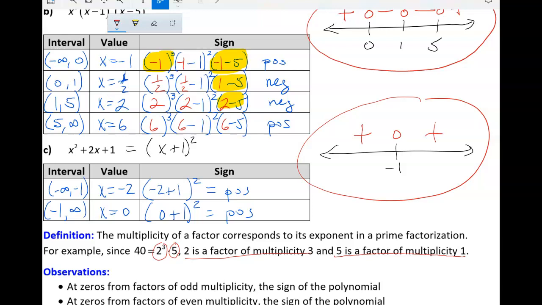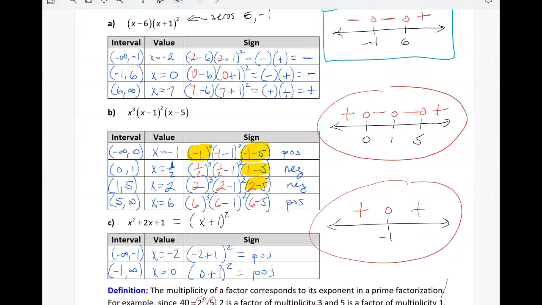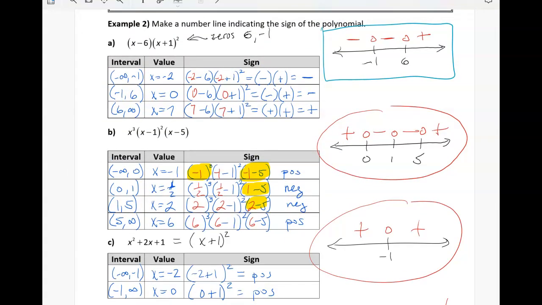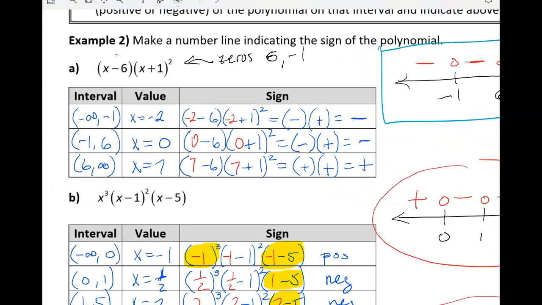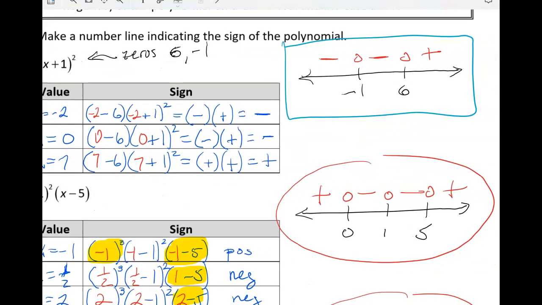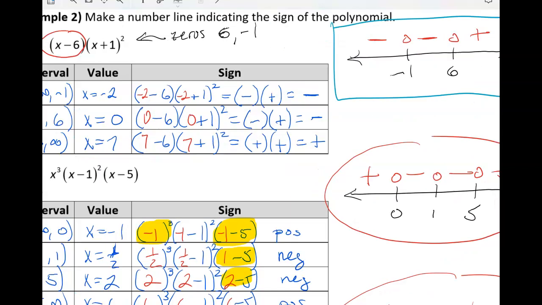So now let's make some observations. We're going to look for some factors here of multiplicity 1. So x equals 6 is the 0 that we got from that multiplicity 1 factor in 2a. And I want you to look at what happens at 6. At 6 on the number line, we have a change from negative to positive. Negative on the left, positive on the right.